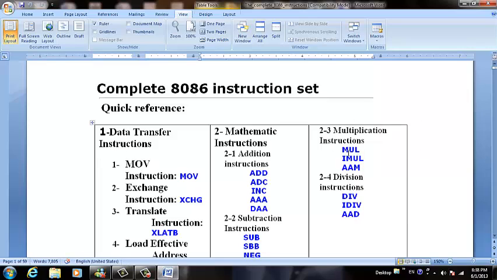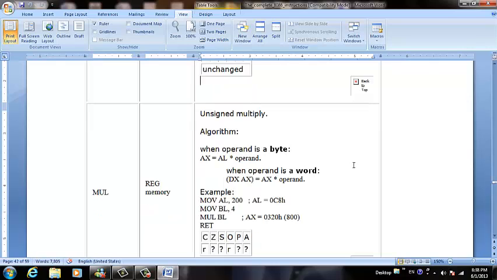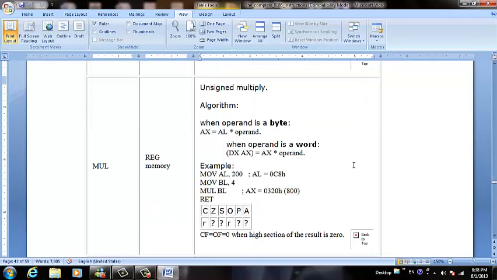The third part is the multiplication instruction. Here we have two options: we multiply a byte or we multiply 2 bytes. If we multiply a byte with any operand, any value, the result will be stored. Say here we move BL with 4, multiply BL. That means multiply BL with the contents of AL.